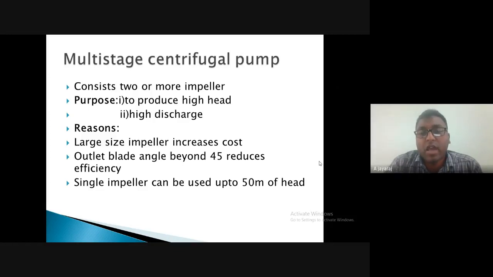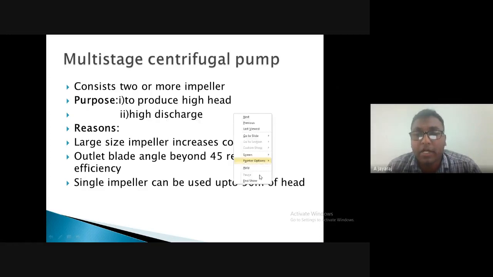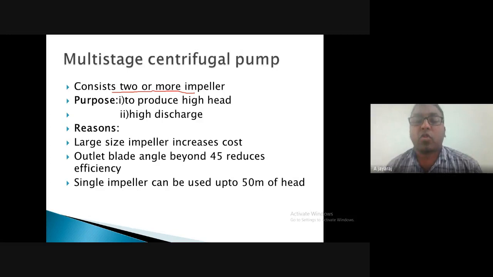Next we have the centrifugal pump at multi-stages. When we are not happy with a single impeller, we employ 2 or more impellers, which is called the multi-stage centrifugal pump. A multi-stage centrifugal pump is used to produce a higher head, when I want higher pressure, and when I want high discharge. Under both these conditions, we use the centrifugal pump at different stages. A centrifugal pump consisting of 2 or more impellers is called multi-stage.